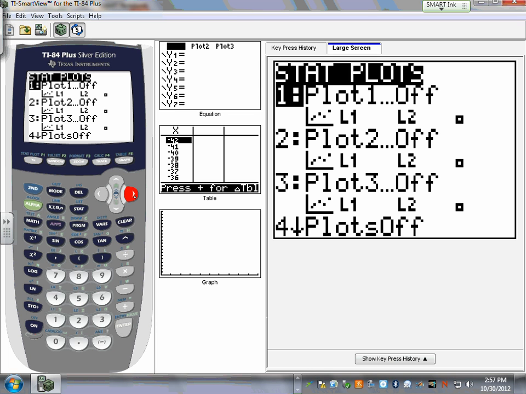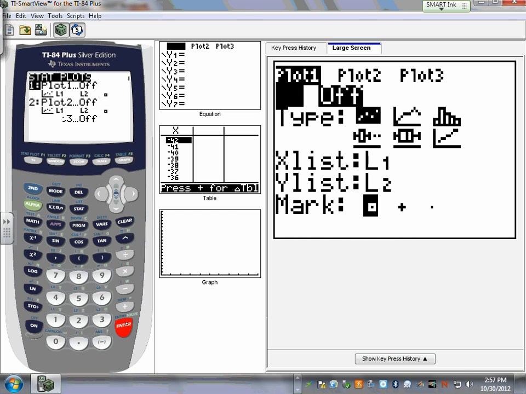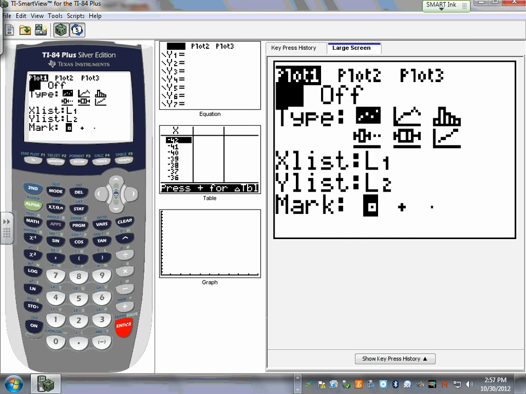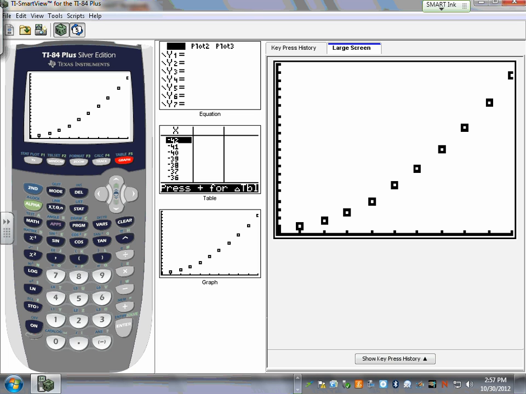So I'm going to go over here to number 1, and I'm going to hit enter. And I want to turn it on. Notice now this is highlighted where it says on, it's flashing. You can make lots of things. I just keep this first one highlighted, which is like a scatter plot. You can make them any kind of dots that you want. Look, it says it's using L1 and L2, my lists. If I hit graph again, I should see that I have a nice little graph.